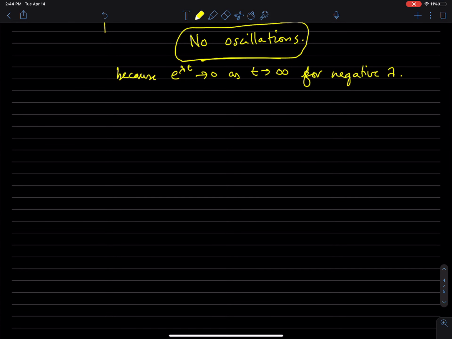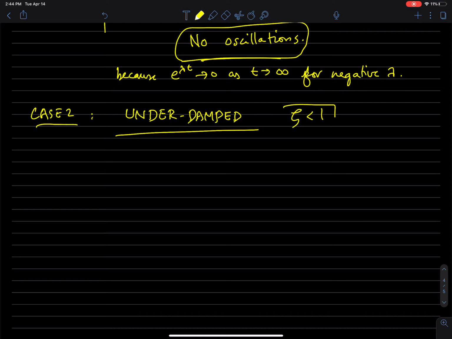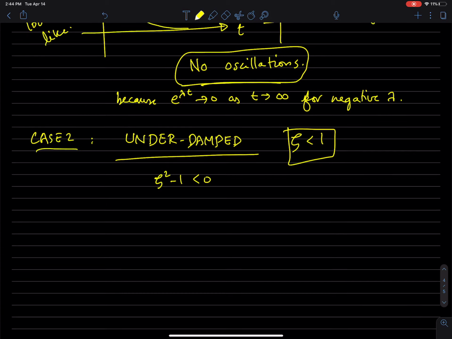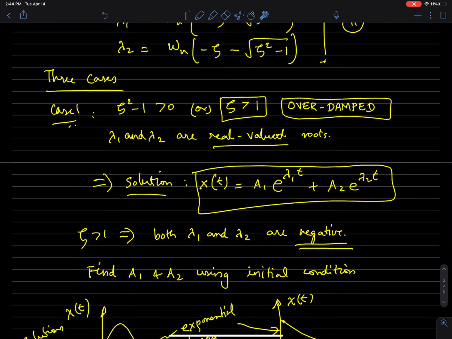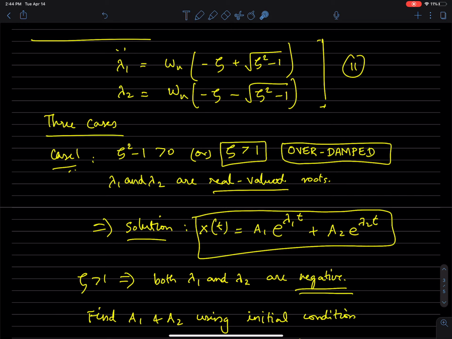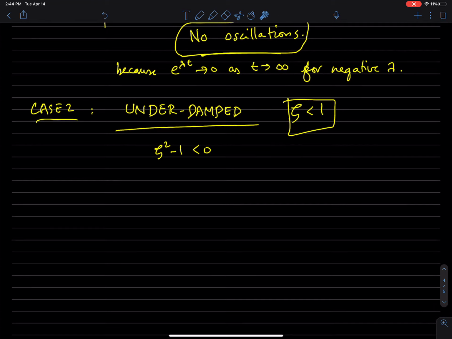Okay, so that's called overdamped. Case 2 is what's called underdamped, and you can guess what the situation may be there, which corresponds to zeta less than 1 or zeta square minus 1 less than 0. So for your lambda 1 and lambda 2, the quantity inside the square root is going to be negative. So if you take the square root, it's going to be plus or minus i some number.